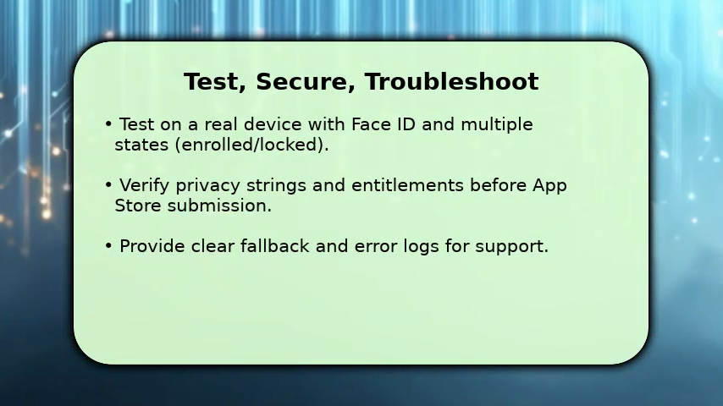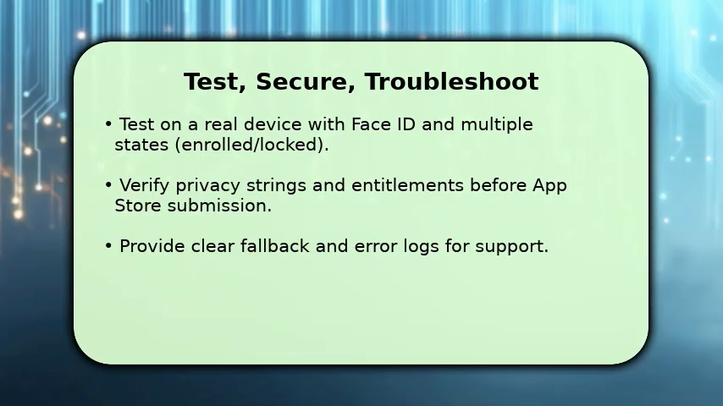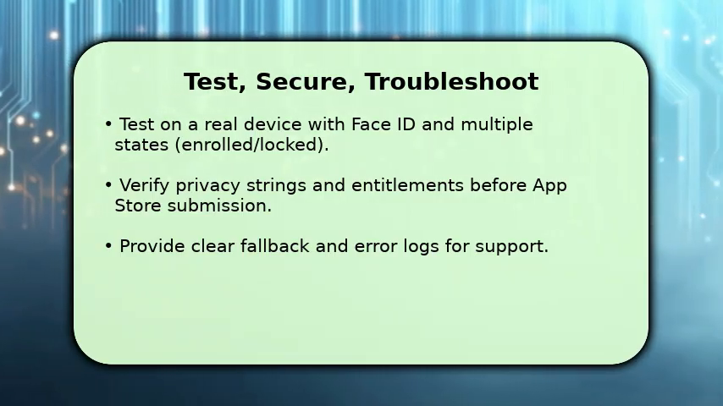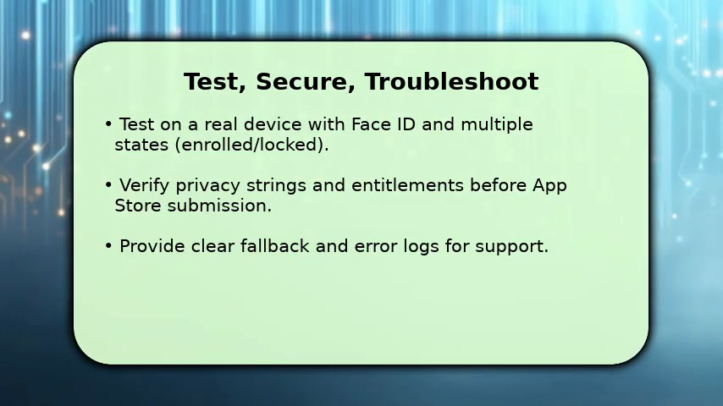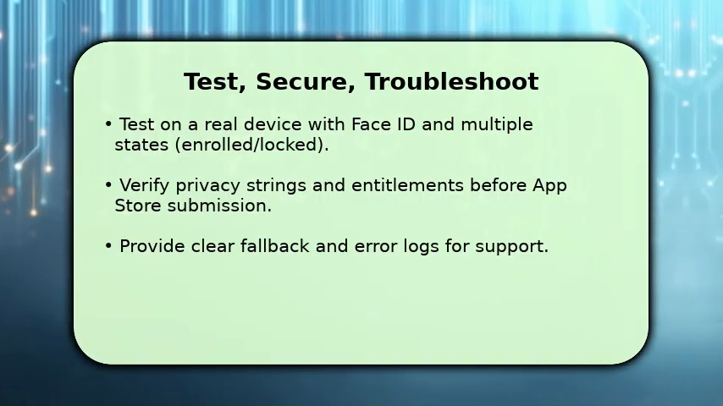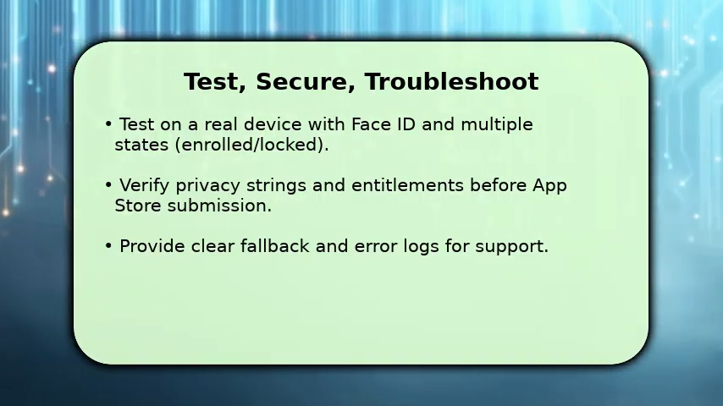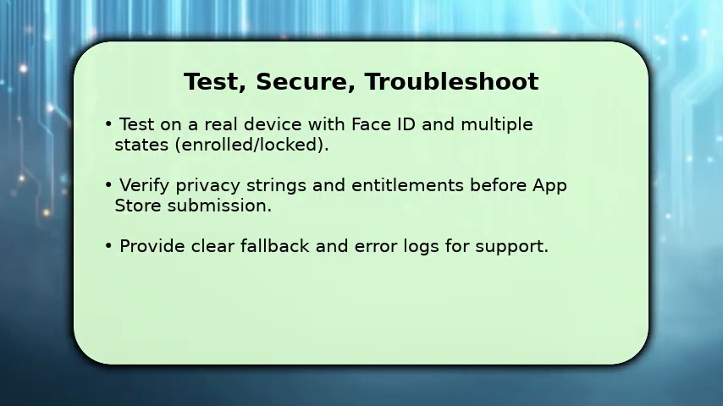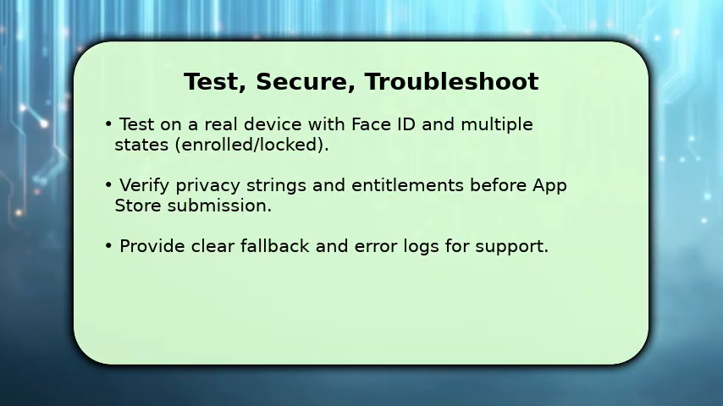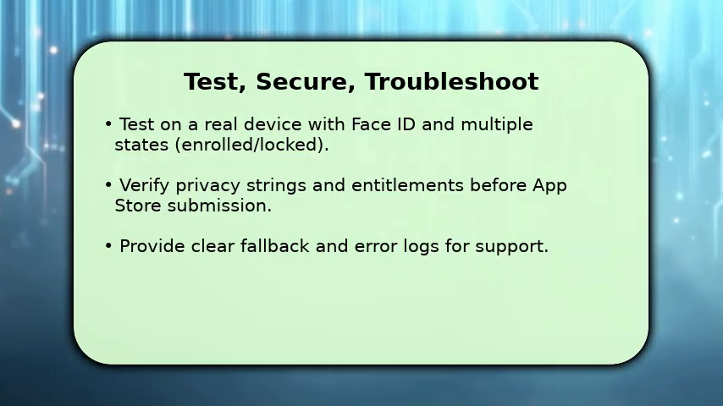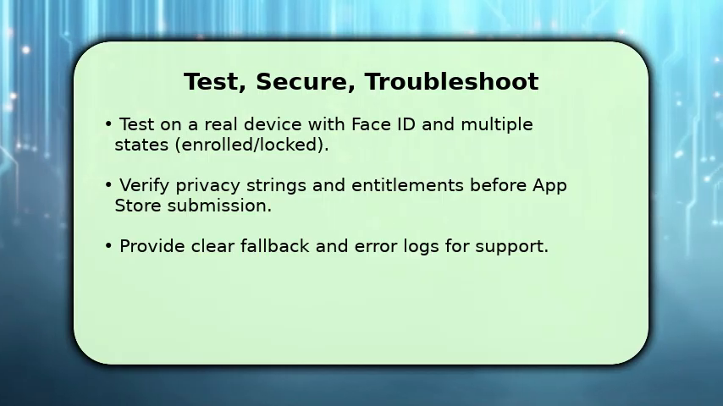You finish by testing on physical devices. Verify behavior when Face ID is enrolled, not enrolled, and when biometrics are locked out due to failed attempts. Make sure your privacy string appears and entitlements match the build you submit. Once functional, add secure storage for the auth state and minimal logging for failures.